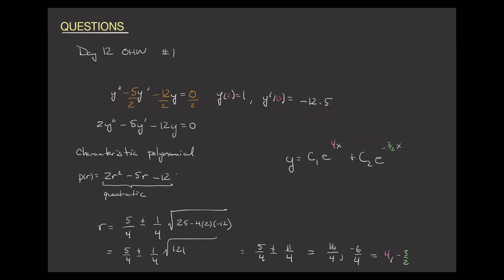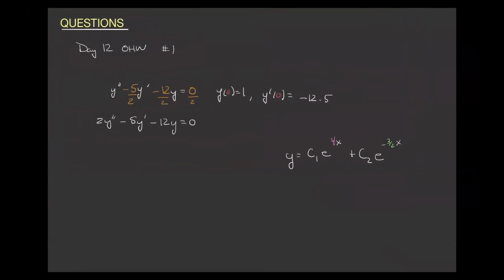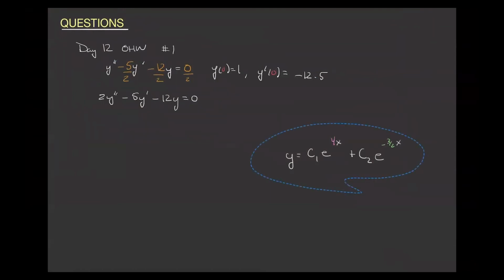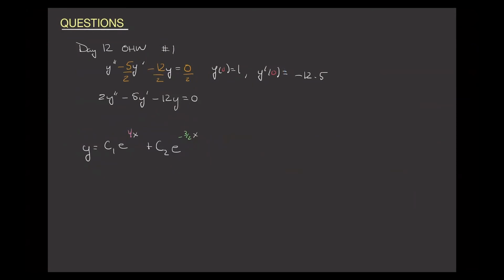Now, finding C1 and C2, in order to do that, you substitute in this information. So I'm going to, again, take this info and move it to another page just to have more workspace. So to find C1, C2, we substitute in the initial value information. I'll move this up. And now notice we're going to want to know what the y prime is. So we will compute that here. Y prime is going to be equal to 4c1 e to the 4x plus -3/2 c2 e to the -3/2 x.